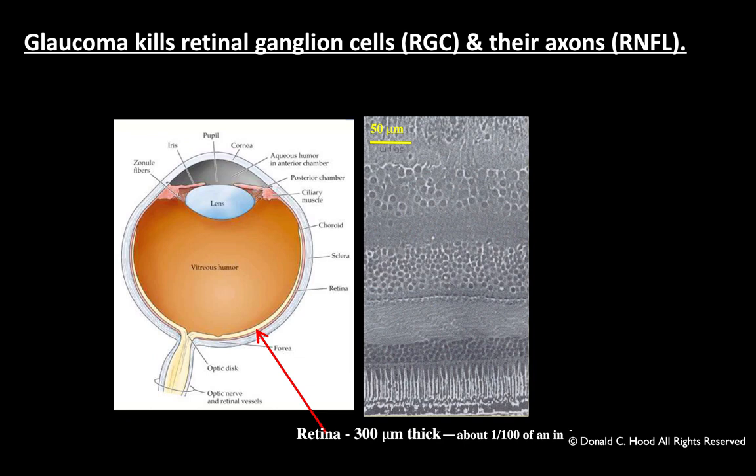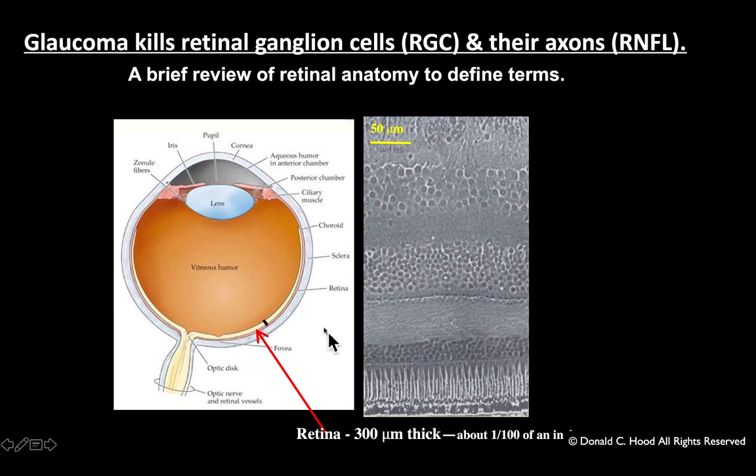All right, so let's just start with some background anatomy. I'm going to remind you that ganglion cells are killed by glaucoma. So glaucoma kills retinal ganglion cells and their axons. So let's just review some anatomical terms so that we're using the same terms.